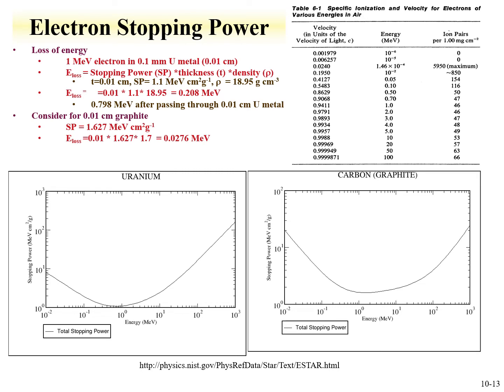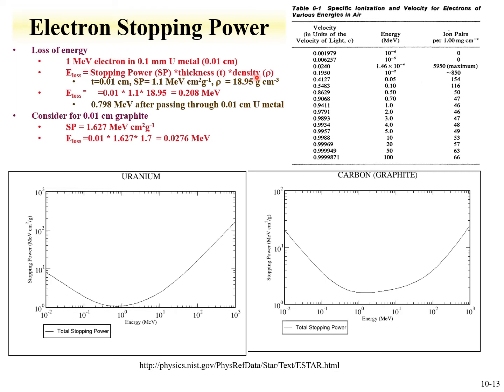And as we did for the charged particle, we can also look at electron stopping power. In this case, we're going to talk about a loss of energy. Let's imagine that we have a 1 MeV electron that's traveling through 1/10 of a millimeter of uranium. The question is, what is the energy loss of that electron in that material?